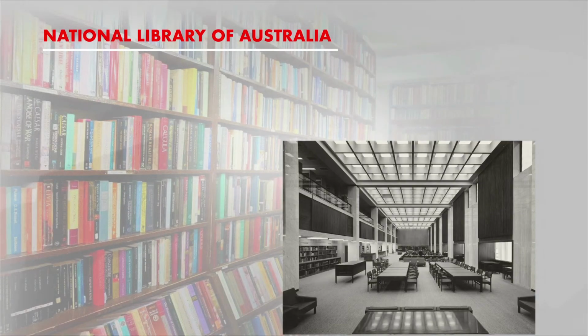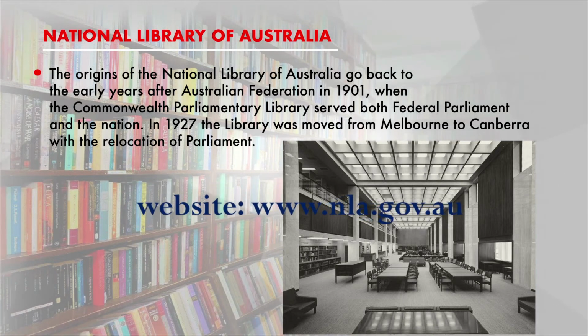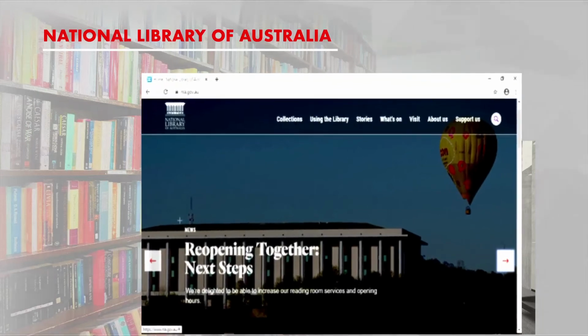The next important national library is the National Library of Australia. The origin of the National Library of Australia goes back to the early years after Australian Federation in 1901, when the Commonwealth Parliamentary Library served both federal parliament and the nation. In 1927, the library was moved from Melbourne to Canberra with the relocation of parliament, and the website for the National Library of Australia is www.nla.gov.au. This is the screenshot of the website.